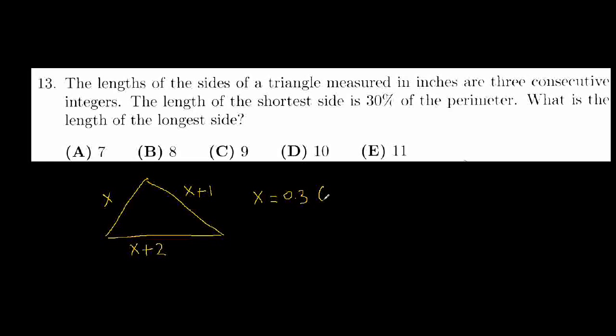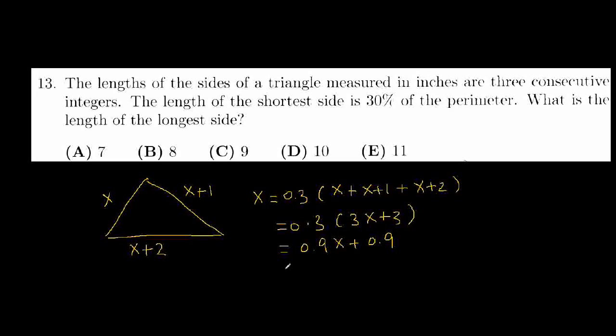30% of the perimeter, which is x plus x plus 1 plus x plus 2, which equals 3x plus 3, which equals 0.9x plus 0.9. So we have 0.1x equal to 1.9 and x equal to 9. Answer is C.